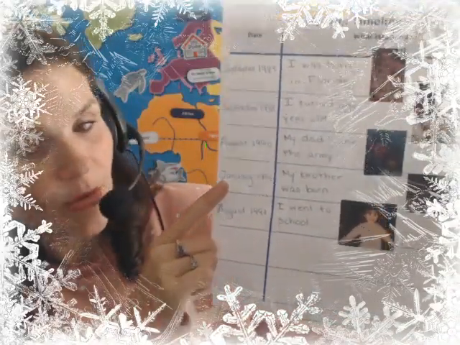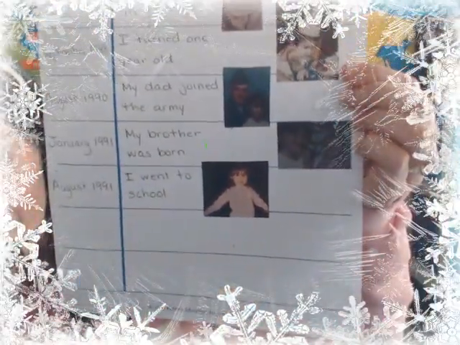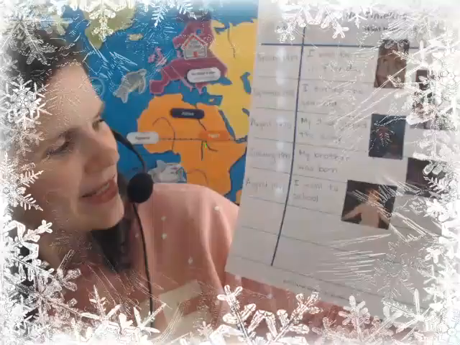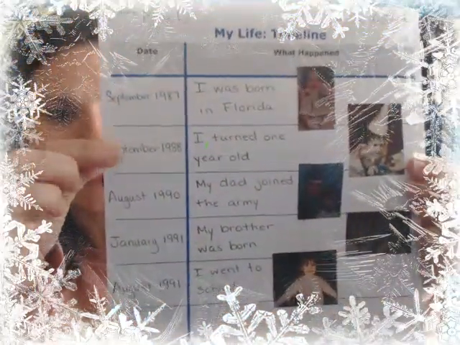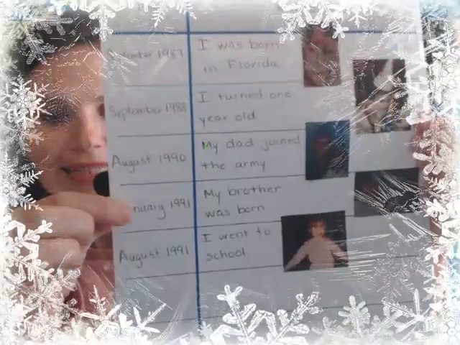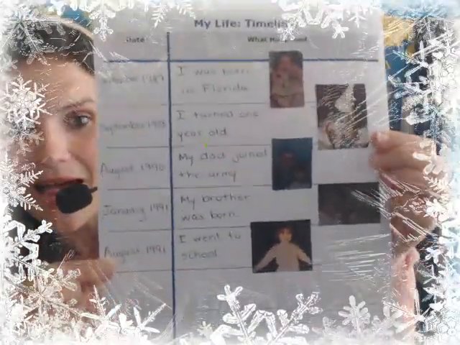And then January 1991, my brother was born. There's a picture. It came out dark too, but that's me holding my baby brother. And August 1991, I went to school. So if you look at my dates there, whew, so much longer ago than yours are going to be, but you can see they go in order. 1987, 1988, 1990, 1991, and then later in 1991 as well. So they are in time order.